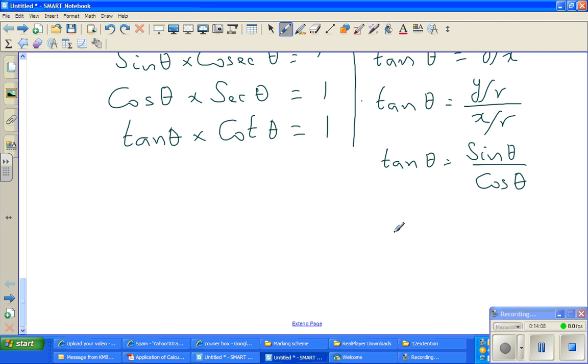And this is the last result, cot theta. Cot is a reciprocal of tan, and if tan is sine over cos, cot would be cos over sine. So cos theta over sine theta.